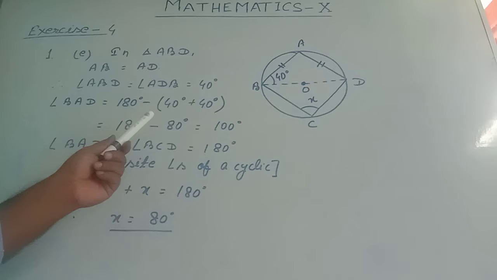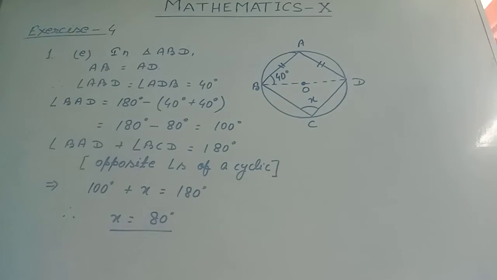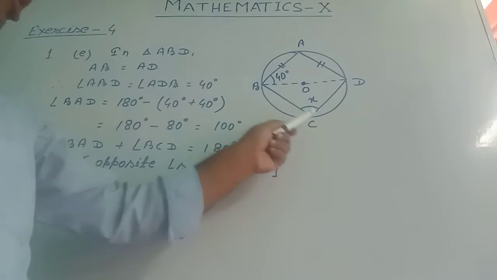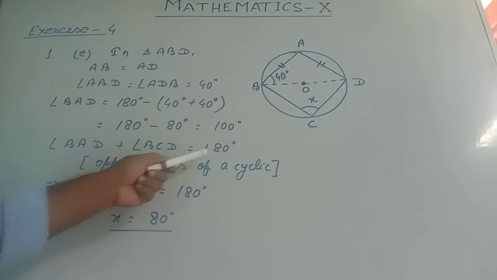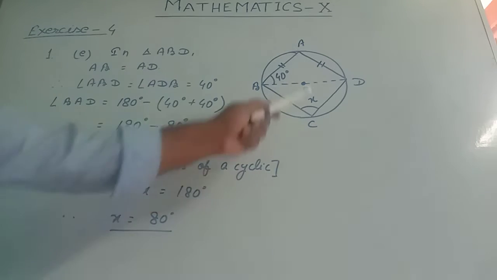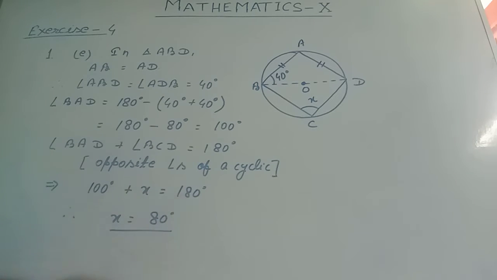Now the sum of opposite angles of a cyclic quadrilateral equal to 180 degree. Therefore angle BAD plus angle BCD equal to 180 degree. Reason is opposite angles of a cyclic quadrilateral. This value we have 100 degree plus x equal to 180 degree. Therefore x equal to 180 minus 100 equal to 80 degree.